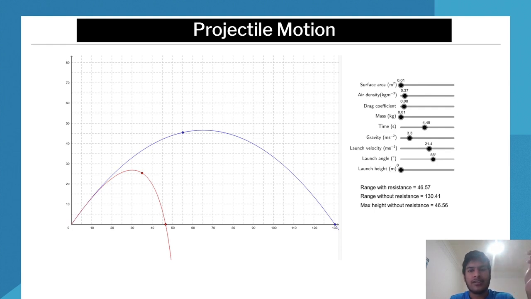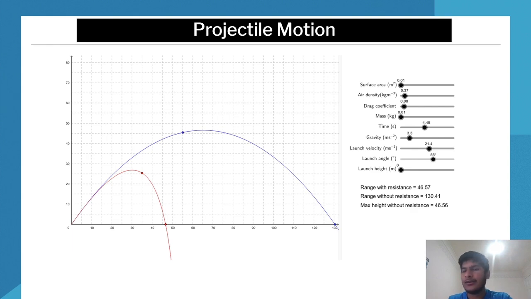This is just a GeoGebra simulation of projectile motion. There are plenty of really good projectile motion simulations out there, and you can have a play around with it. It helps you build up a physical feel for how projectile motion works. This one actually takes into account air resistance as well. The red one is with resistance, the blue one is without resistance.